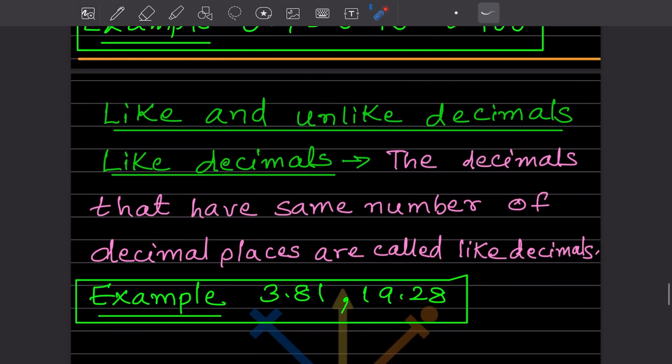Now the like and unlike decimals. Like decimals, as you have seen in fractions, there are like fractions and unlike fractions.